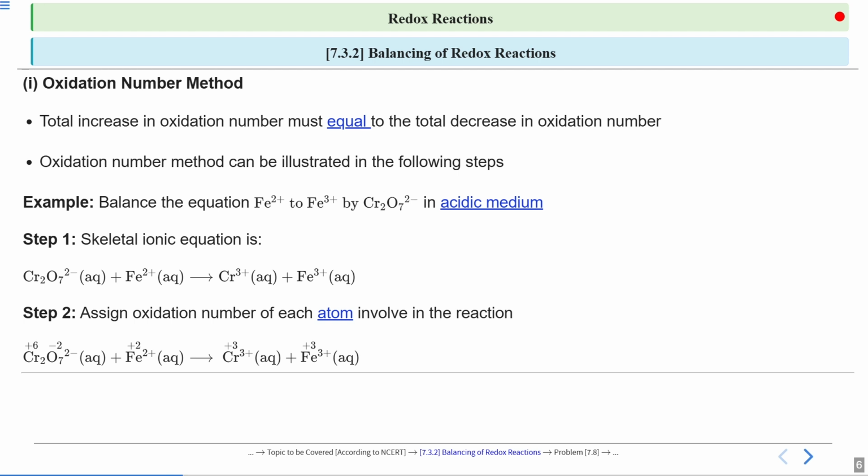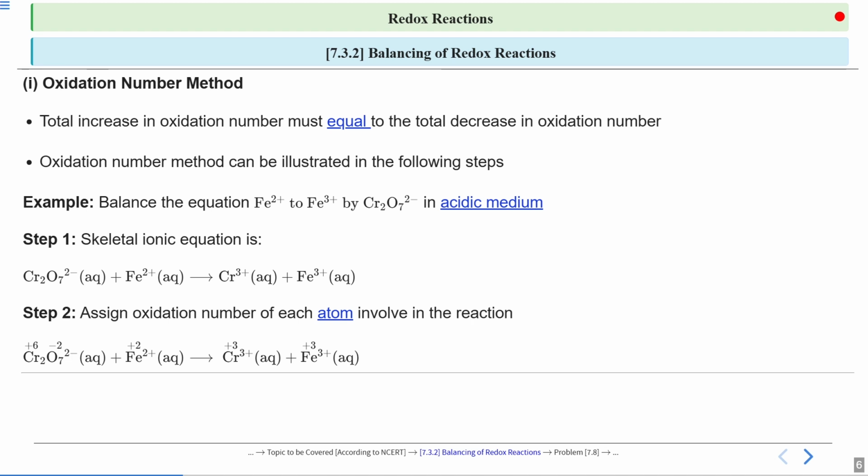By looking at the complex Cr2O7 2-, the charge for chromium would be 2x + 7 times (-2) = -2. From here you will find that chromium has an oxidation number of +6, while the oxidation number of oxygen is -2. Now in Fe2+, the oxidation number is +2, and in Cr3+, the oxidation number is +3. And in Fe3+ also, the oxidation number of Fe is +3.